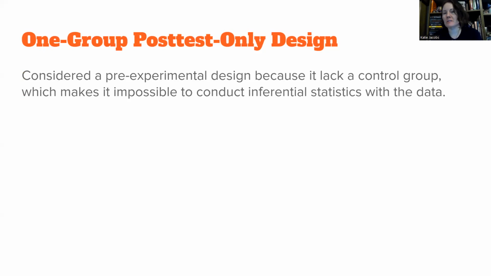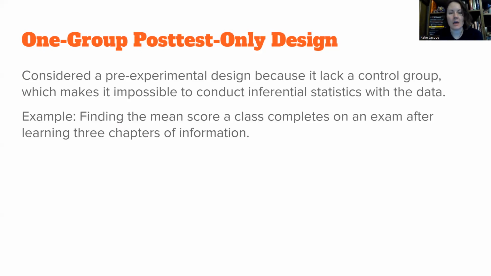Okay, so these first 3, they can be considered pre-experimental designs because they lack control groups, which makes it impossible for us to conduct inferential statistics with the data, but it still can provide good information for us. So for example, if I wanted to get an idea how you all were doing in this class, I might find the mean of your midterm grades, or your final exam, or the mean score on some sort of final project. And those are descriptive statistics, but those are just means. And that's not something where we're able to examine the significant differences.